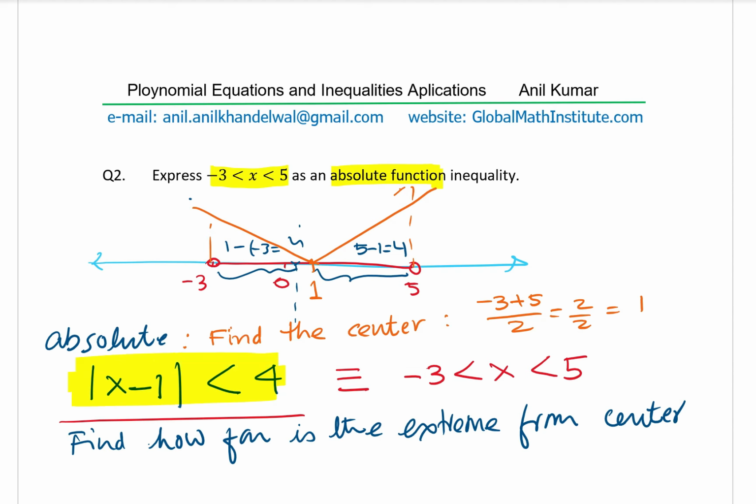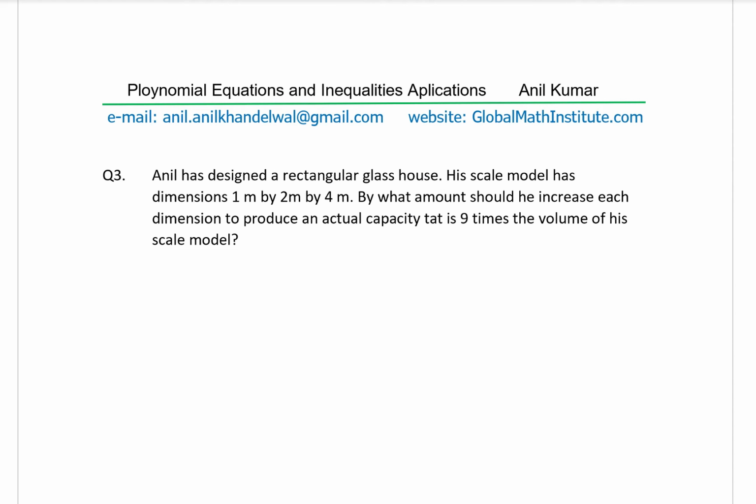Perfect. So this is a good question where the extremes are not the same numbers, they're different numbers. Let's move on and take the next example, which is question number 3. Here is question number 3. Anil has designed a rectangular glass house. His scale model has dimensions 1 meter by 2 meter by 4 meters. By what amount should he increase each dimension to produce an actual capacity that is 9 times the volume of his scale model?